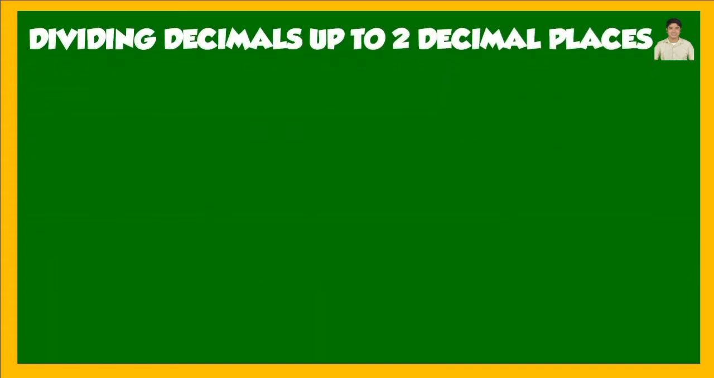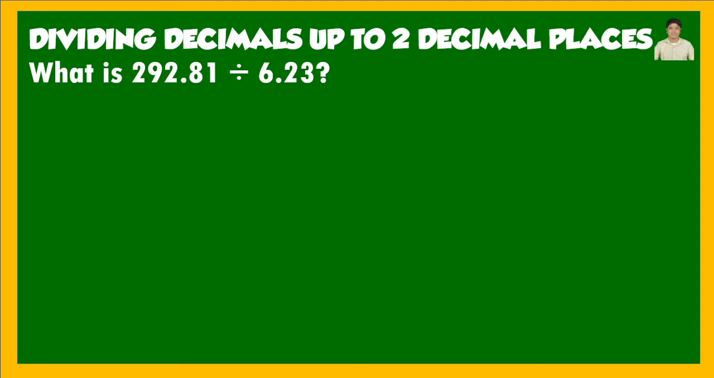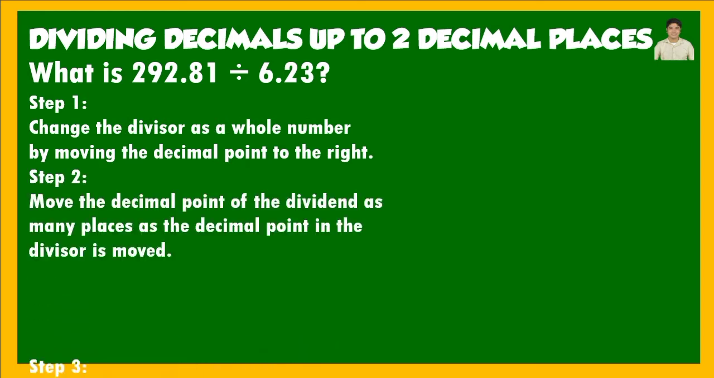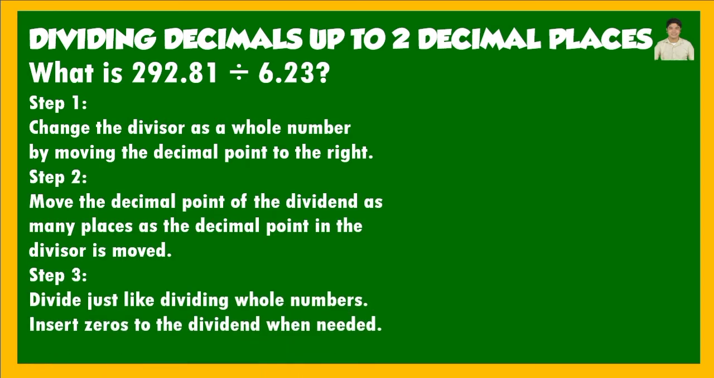So before we proceed on to the next discussion, let us have the last example. So for this example, as you can see, dito sa ating dividend and divisor, pareho po silang 2 decimal places. Okay, so yan na yung last example natin dyan. Okay, so let us write our given. So, 6.23 or 6 and 23 hundredths, then 292 and 81 hundredths.